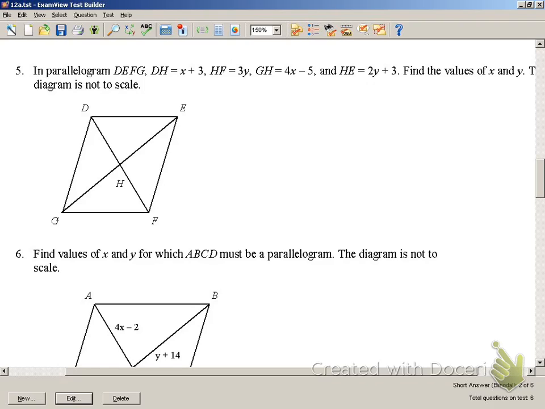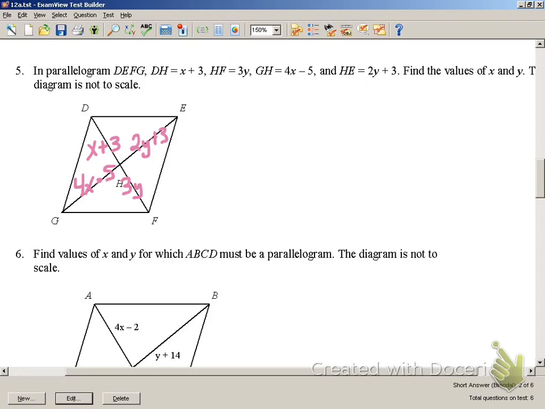So DH is x plus 3. HF is 3y. GH is 4x minus 5. And HE is 2y plus 3. We need to be able to solve for both x and y. The diagram is not to scale.